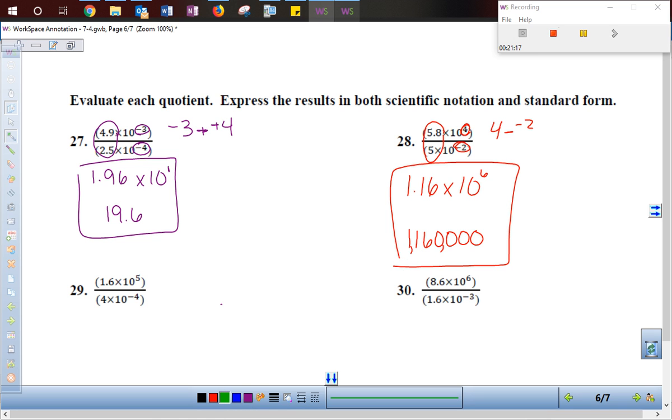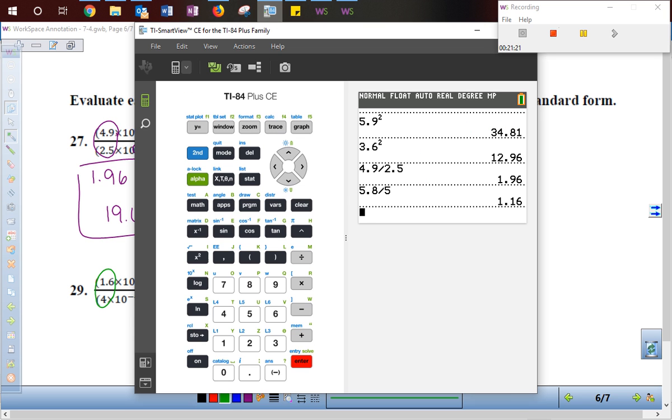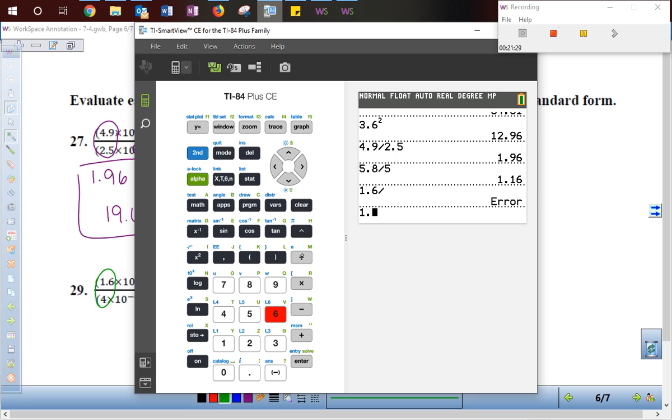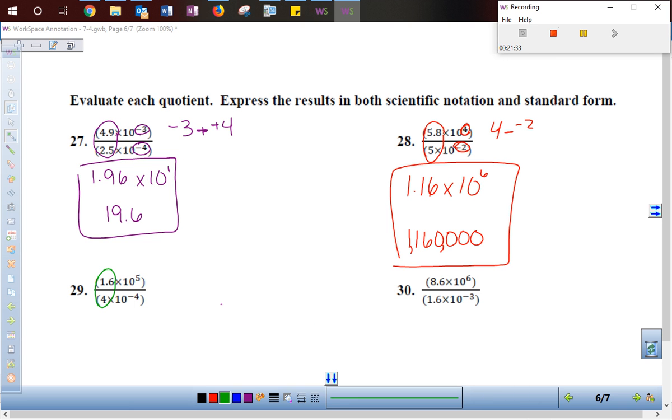On number 29, we're going to try it again. So we're going to take that 1.6 and divide it by 4. 1.6 divided by 4 gives me a result of 0.4. Then that's going to be times 10 to the, so 5 minus negative 4 gives me 9.